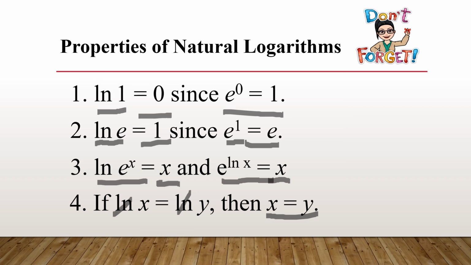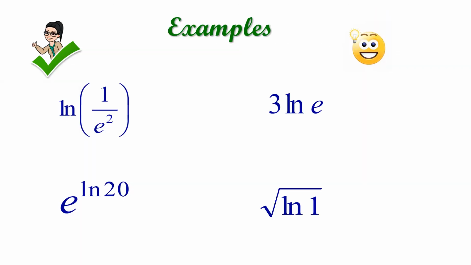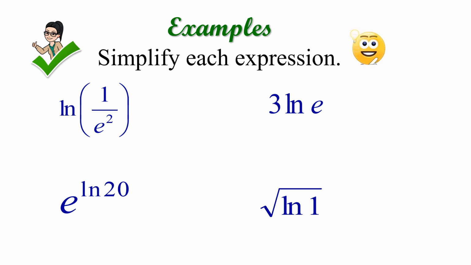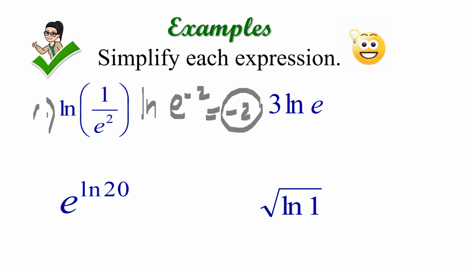In the next slide, we're going to apply all these properties. All you have to do is remember that ln 1 is 0, ln e is 1, ln e raised to x is equal to x, and if ln x is equal to ln y, then x is equal to y. Let's have the following examples. All we have to do is simplify the expression. Number 1, ln of 1 over e squared is the same as ln e raised to negative 2. So the answer here is negative 2.